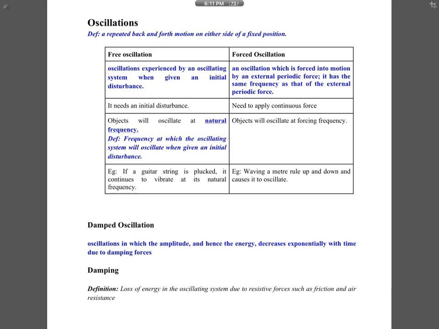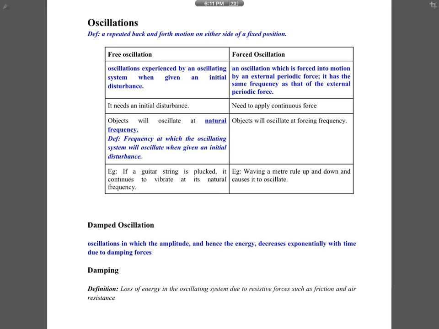Because every oscillating system has a natural frequency. So what's a natural frequency? It is the frequency at which the oscillating system will oscillate when given an initial disturbance. For example, when you pluck a guitar string, if you keep plucking the same string, you hear the same note, right? Because that is its natural frequency. Any oscillating system has a natural frequency. If you pluck it or give it an initial disturbance, it will oscillate at its natural frequency. But with forced oscillation, because I'm the one providing the force, I can adjust whatever frequency I want. So it will oscillate at the forcing frequency, not at its natural frequency.